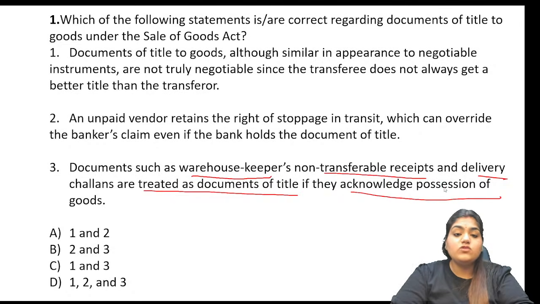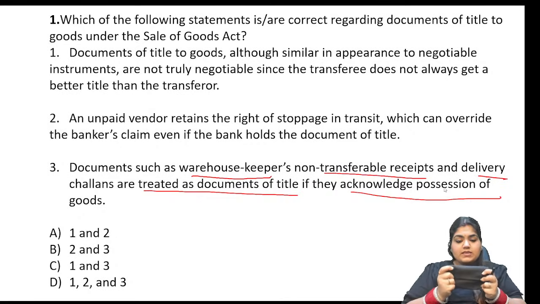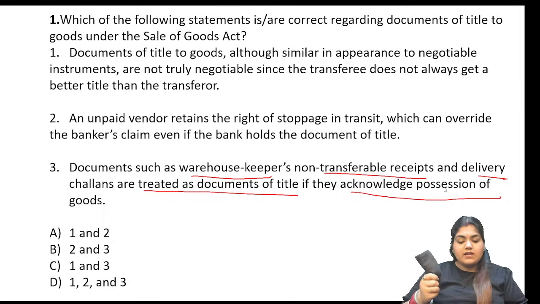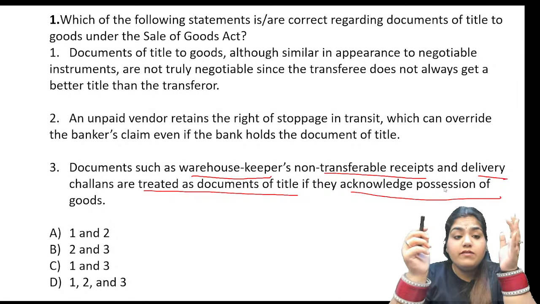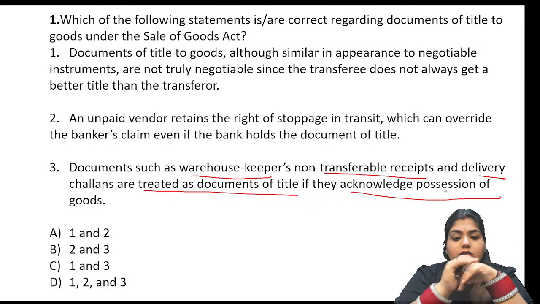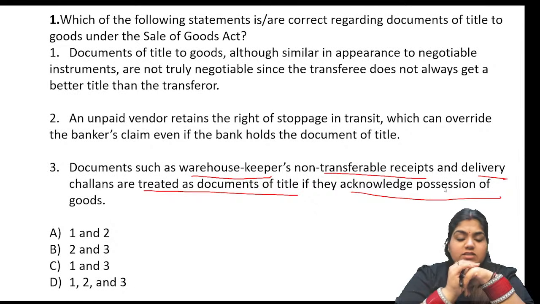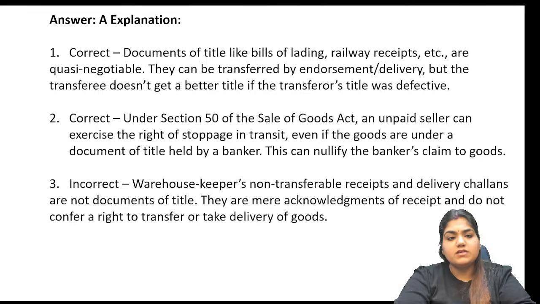Document of title means, see, a piece of paper basically, suppose this is a piece of paper. This shows that the goods belong to me. I am the owner of the goods. I have the title of the goods. This is just a delivery challan, a piece of paper where it is written that the goods are delivered, or the non-transferable receipts of the warehouse keeper. They are not documents of title. Statement number 3 is incorrect. That will give us A as the correct answer.